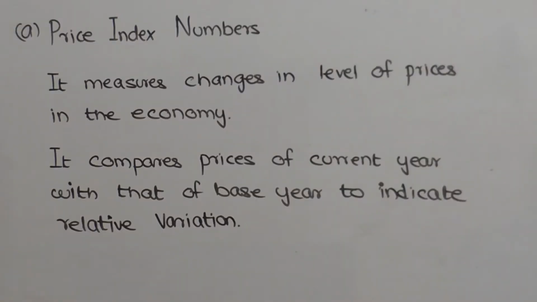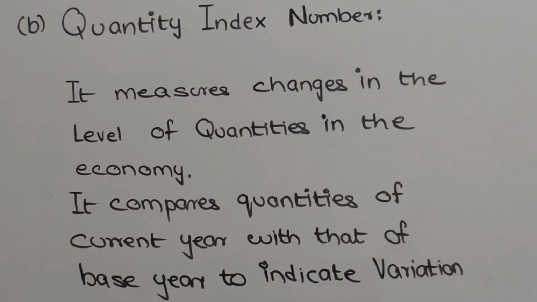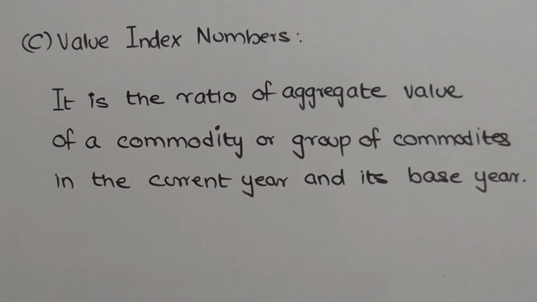Price index number. It measures the changes in the level of prices in the economy. It compares the price of the current year with that of the base year to indicate relative variation. Quantity index number. It measures the changes in the level of quantities in the economy. It compares the quantity of the current year with that of the base year to indicate variations. Value index number. It is the ratio of the aggregate value of a commodity or a group of commodities in the current year and its base year.